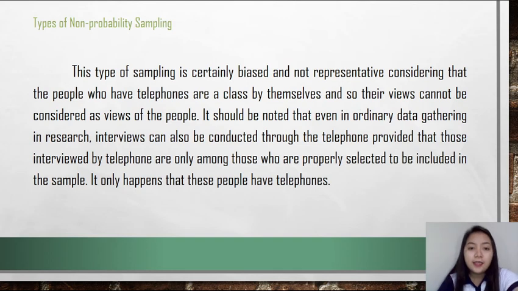It should be noted that even in ordinary data gathering in research, interviews can also be conducted through the telephone, provided that those interviewed by telephone are only among those who are properly selected to be included in the sample. It only happens that these people have telephones. So, how about those people who don't own a telephone? It is not representative at all, and it's obviously biased, that type of sampling.